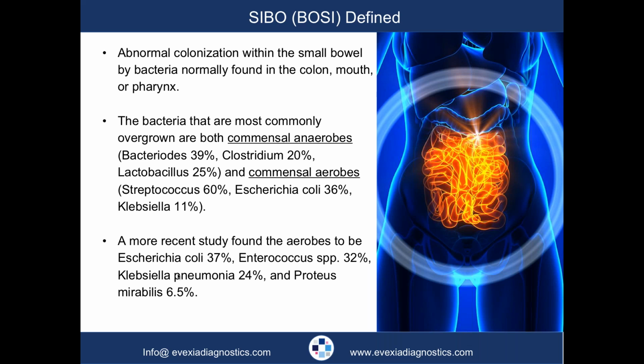And I have on the slide listed the type of bacteria that's commonly found or associated with SIBO. As you can see, there's commensal anaerobic and commensal aerobic bacteria. Just to list those out, the commensal anaerobes would be Bacteroides, Clostridium, and Lactobacillus. And the common commensal aerobes: Streptococcus, you see E. coli there, Klebsiella, and on the bottom, more recently found, Proteus mirabilis and also Enterococcus. Those are the ones that really create most of the problem with the overgrowth of bacteria in the small intestine.